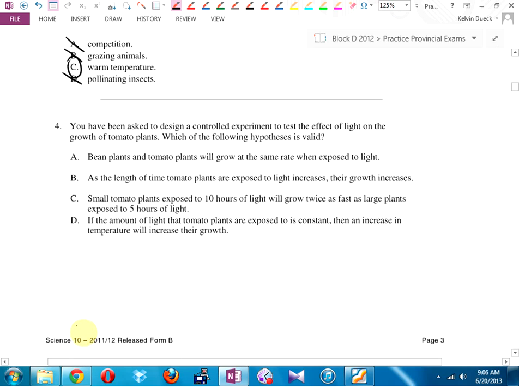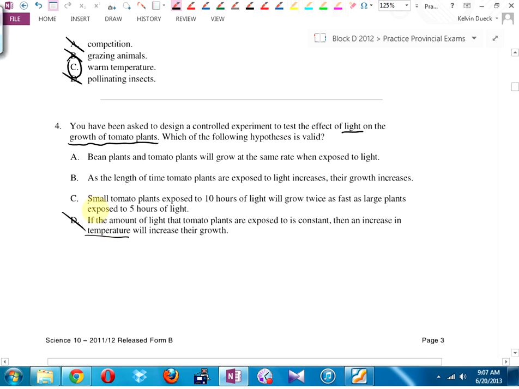Saves time. You've been asked to test a controlled experiment to test the effect of light on the growth of tomato plants. Oh, geez, that's terrible. Which of the following hypotheses is valid? So I want to look at how light affects tomato plant growth, and I don't want to introduce any other strange variables. For example, in D, say what? Didn't want anything about temperature. Where'd that come from? That'd be a bad experiment.